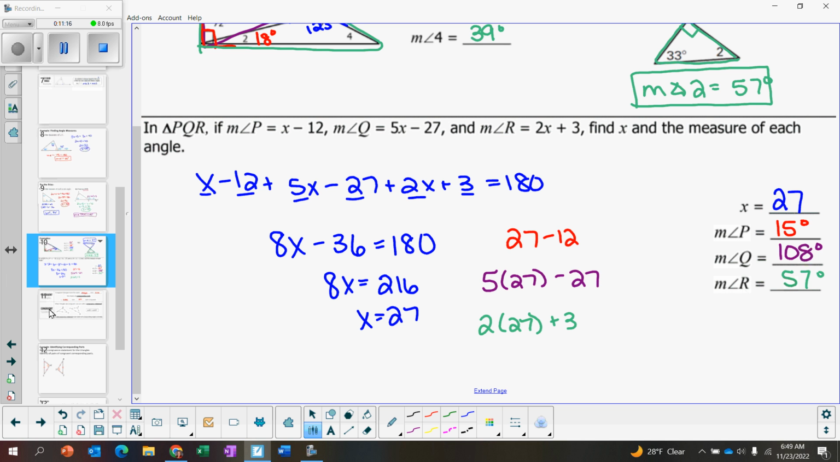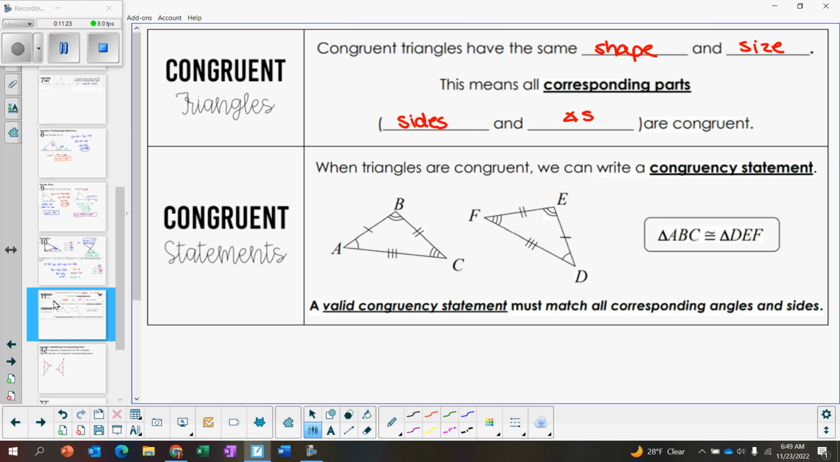So that's actually the end of section 5.1, and now we're going to talk about section 5.2, which is congruent figures. So congruent triangles have the same shape and size. And this means that all of their corresponding parts, like all the corresponding sides and all the corresponding angles, are congruent. So when triangles are congruent, we can write something called a congruence statement.